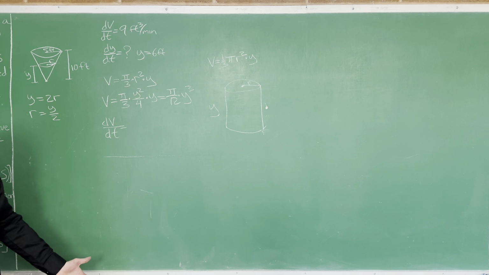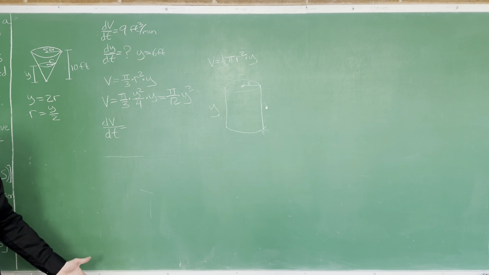Okay, so now simplify the algebra a little bit here, and I get dv dt is equal to pi fourths times y squared times dy dt. Now what are we looking for? We are looking for dy dt when y is equal to 6 and dv dt is 9.